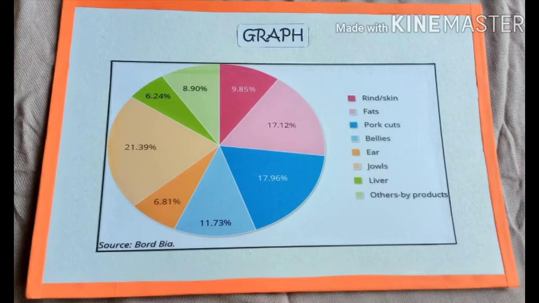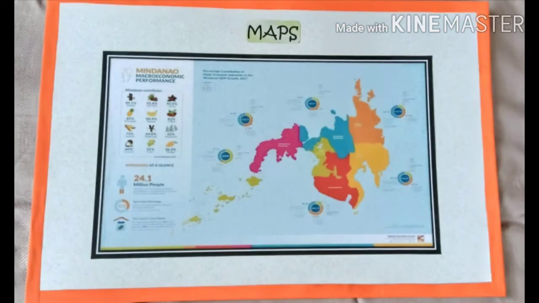Graphs. This is an example of a graph, a pie graph. I will use this symbol for discussion. The objectives of this symbol is to determine the meat percentage on swine carcass.